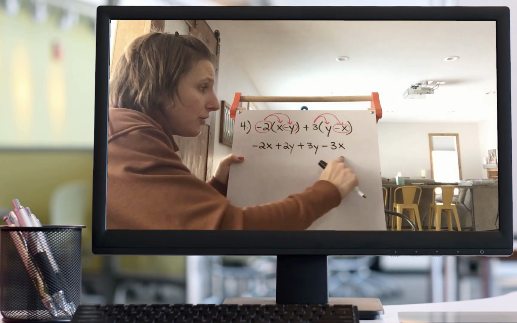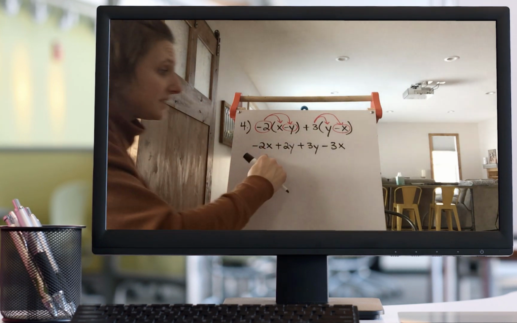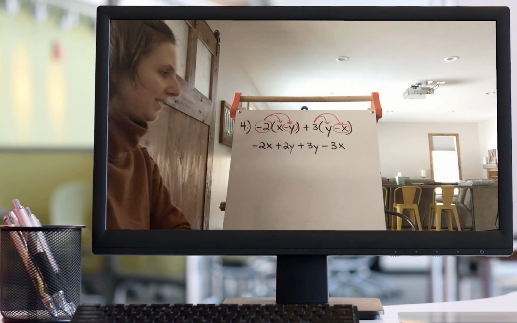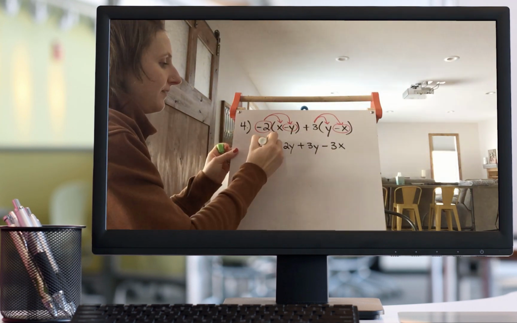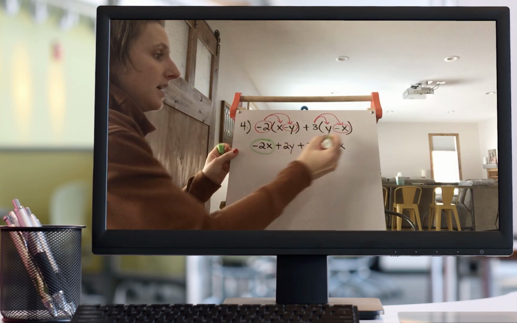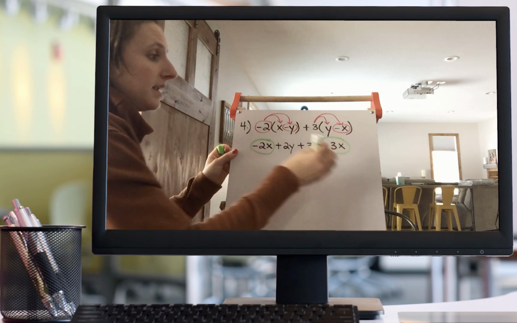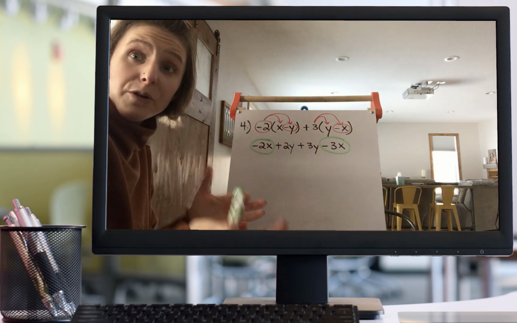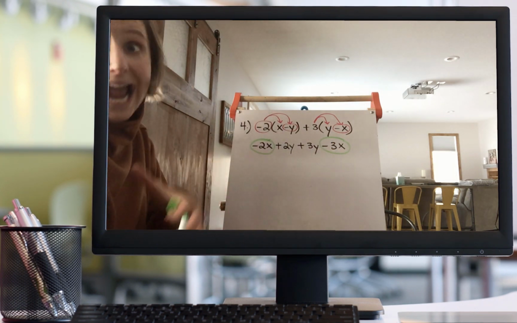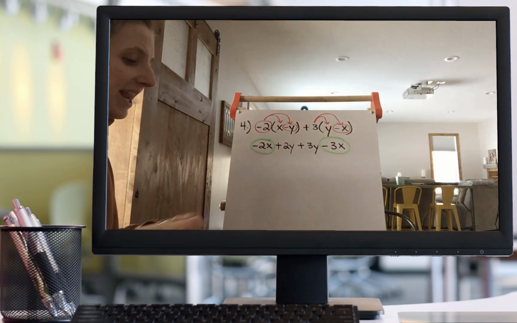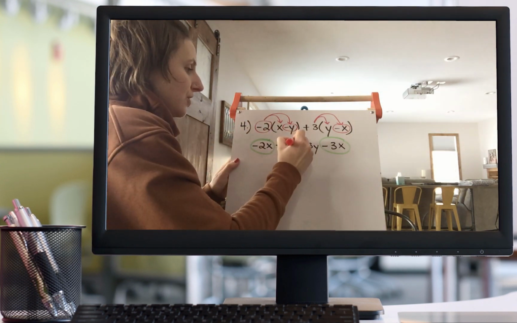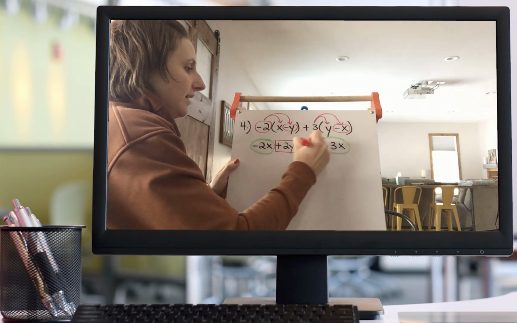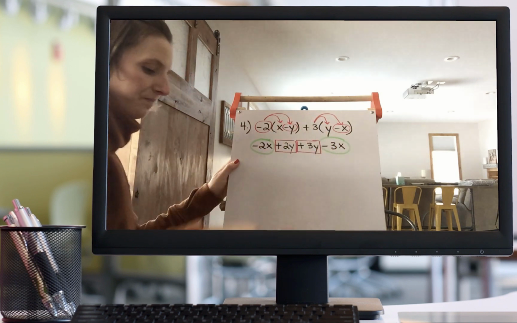Now, are there any lookalike terms that I can bring together to simplify this expression further? You bet there are. Here I have a term with x in it. Here I also have a term with x in it. Remember, you need to take the sign that's in front of the term. That tells you whether it's a positive or a negative. It tells you whether to add or subtract. Then I have 2 y terms. So I know that I can bring those together.